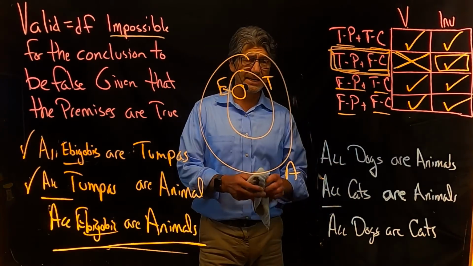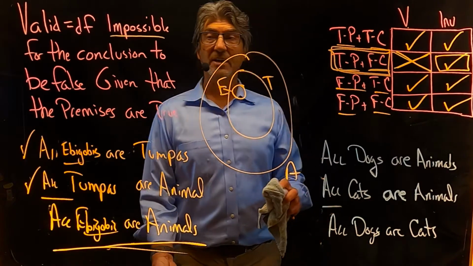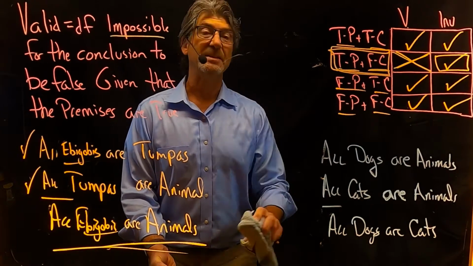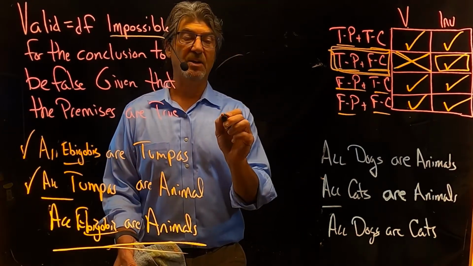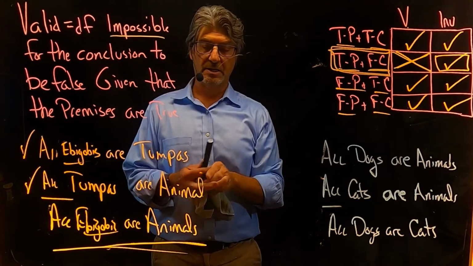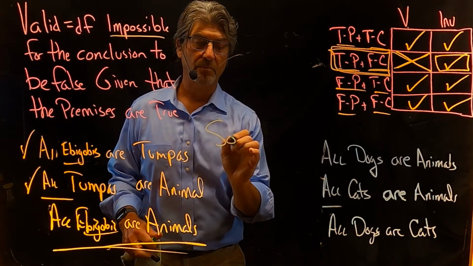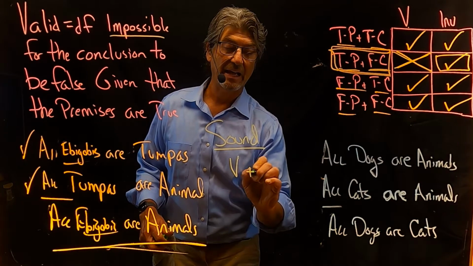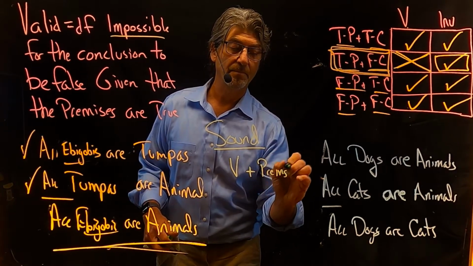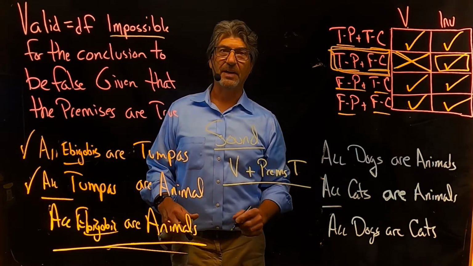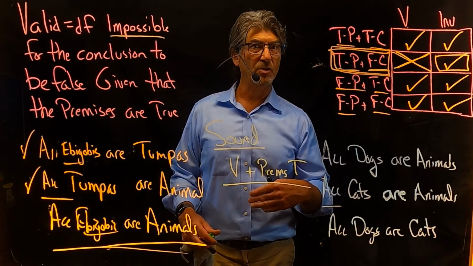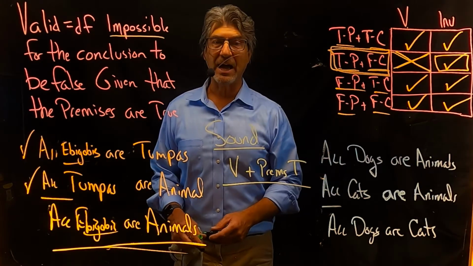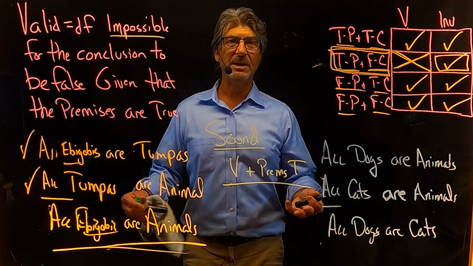Now, one last thing here. An argument that is actually sound, that's the best kind of argument of all. Because a sound argument, let me give you a different color here just to make it interesting, has two features. It's valid and the premises are true. Now think about that. If it's valid, then it's impossible the conclusion is false given that the premises are true. And the premises are true. So you're guaranteed that you have a true conclusion. It's the best possible argument.